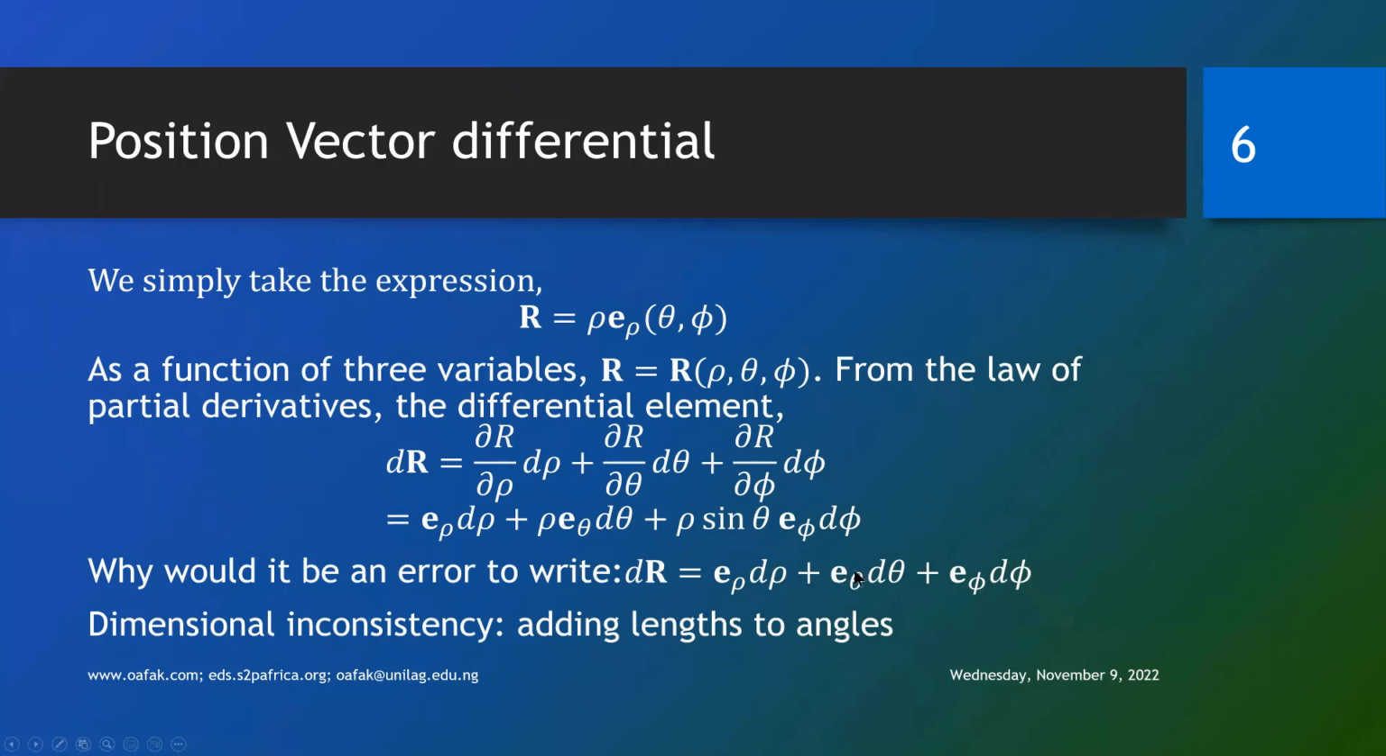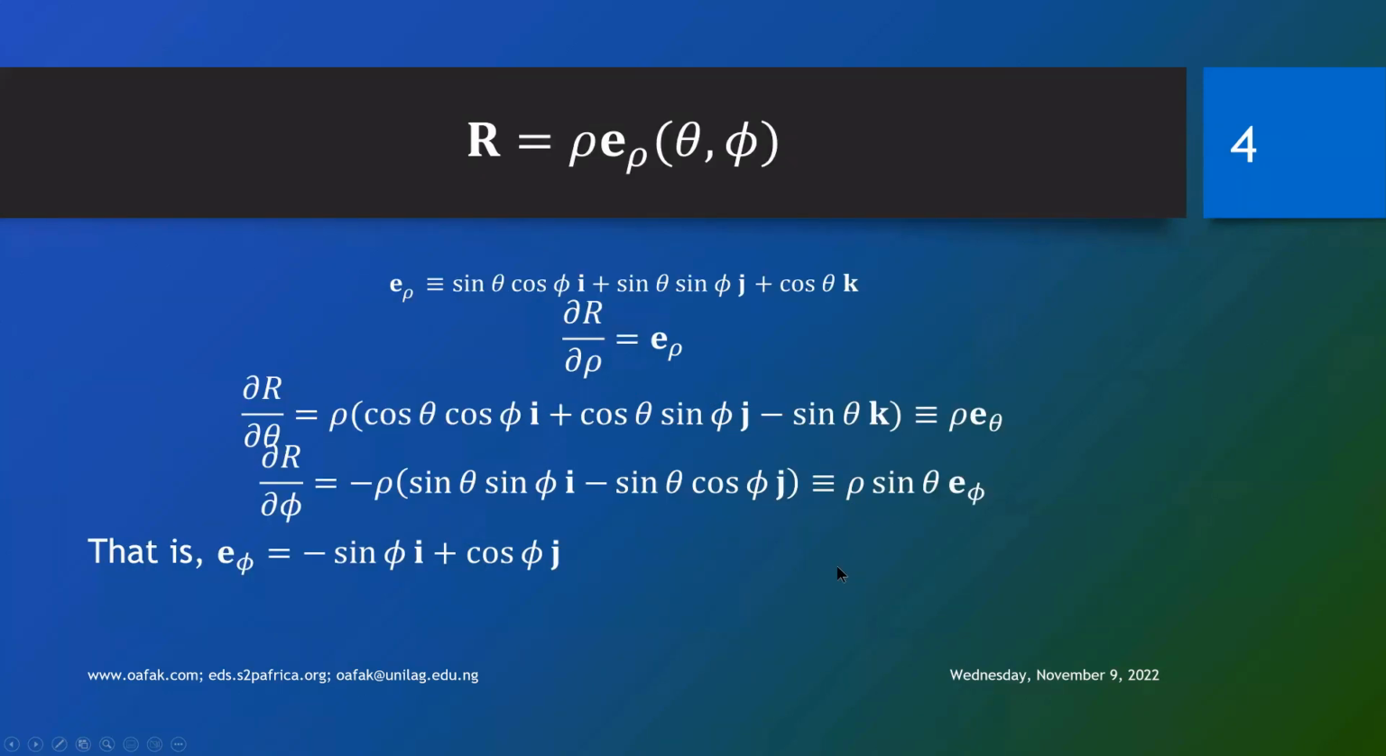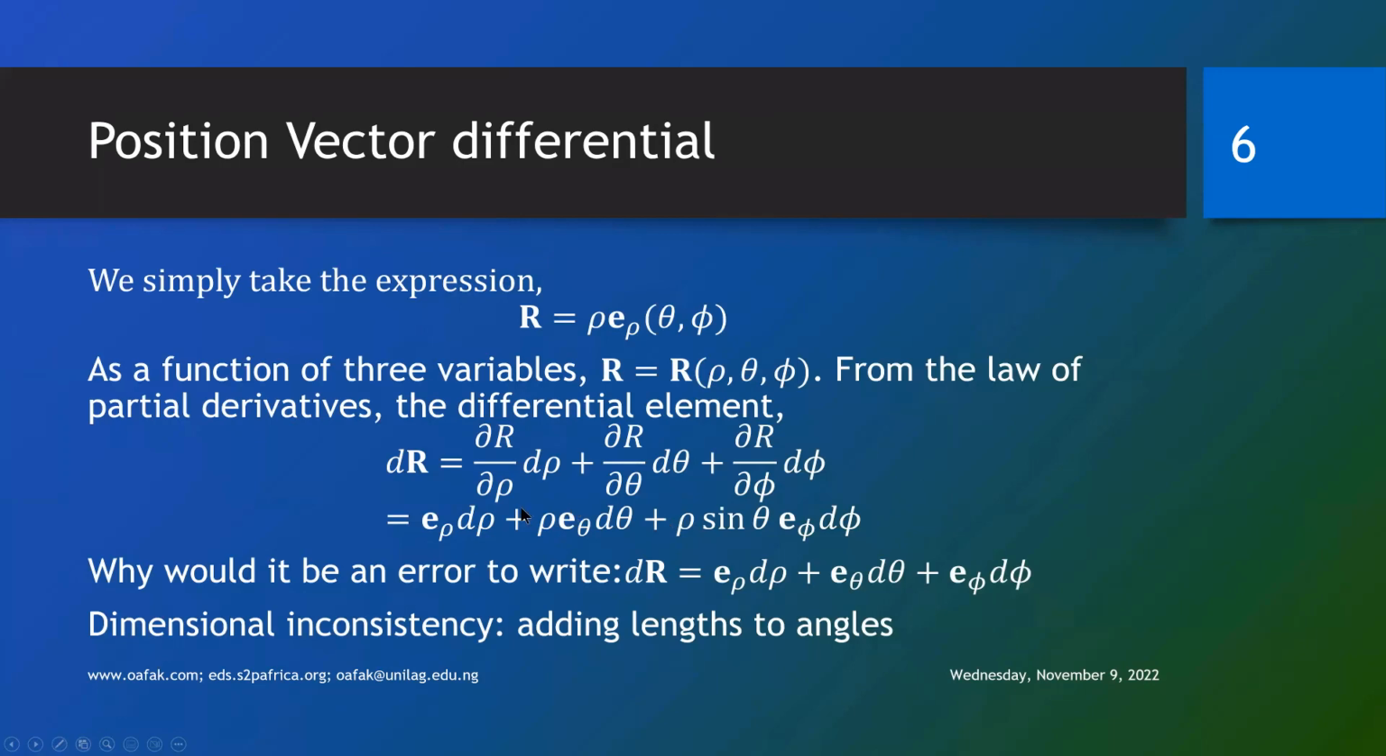Here, E theta on its own is this quantity. E theta is just cosines and sines. It's not a length. It's just cosines, dimensionless, cosines and sines. So you need this for dimensional consistency. We need an element of length to multiply it. Similarly, E phi requires an element of length, and this comes out immediately, dimensional consistency. So this comes out immediately when you do the differentiation correctly. That is the reason why this is wrong and this is the right thing.